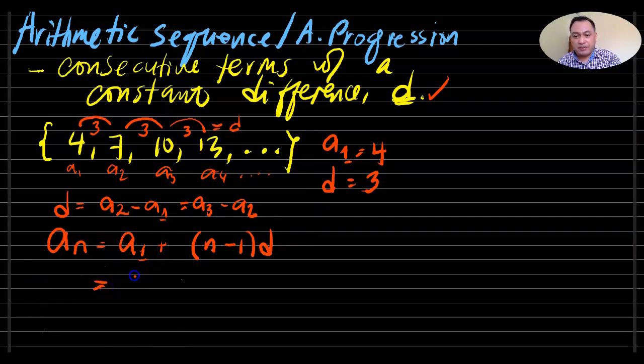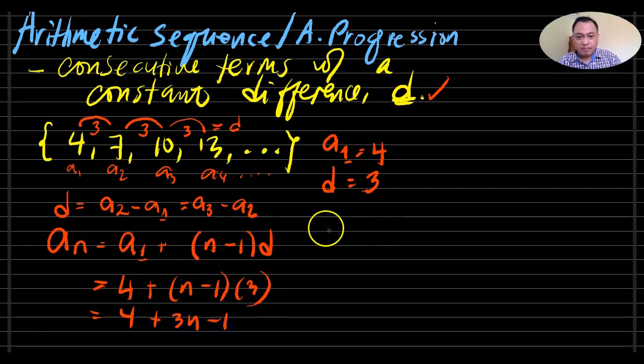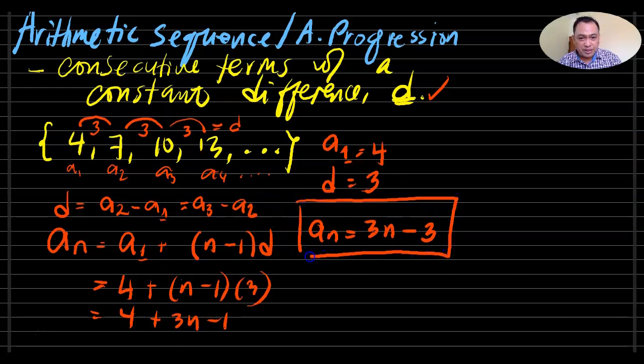So let's now get our final one. A sub n is going to be 4 plus n minus 1 multiplied by 3. That's going to become 4 plus 3n minus 3. Therefore, our final answer here is going to be 3n plus 1. Okay, so this is now going to be our explicit formula for this specific sequence.